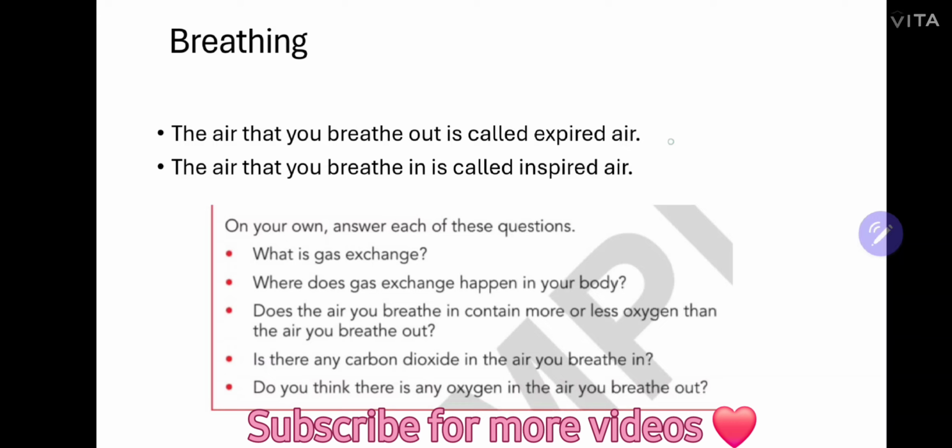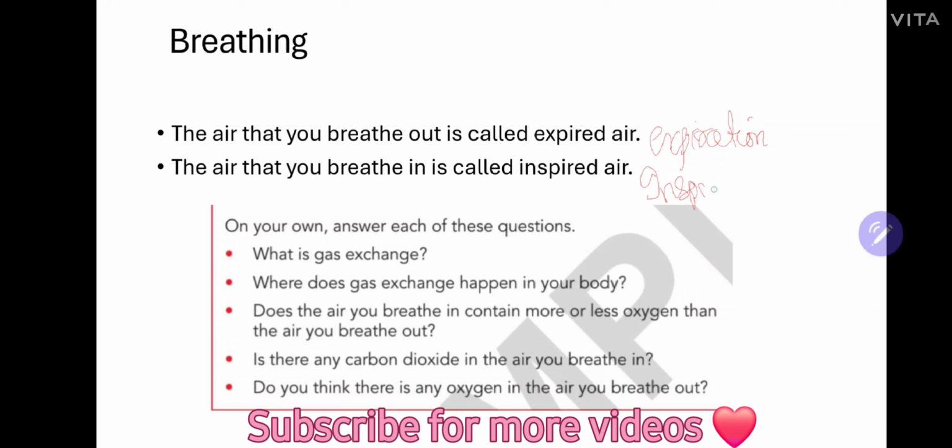The air that we breathe out of our lungs is known as the expired air, and that process is known as expiration. The process of breathing air out of our body is known as expiration, and the air we breathe in is known as the inspired air, and that process is known as inspiration. The process of breathing air into our body is known as inspiration, and the process of releasing air out of our body is known as expiration.